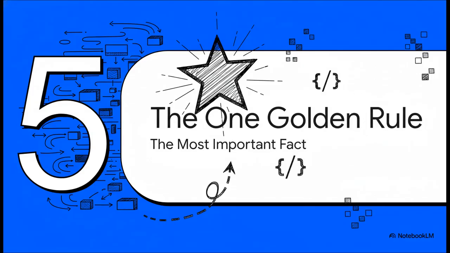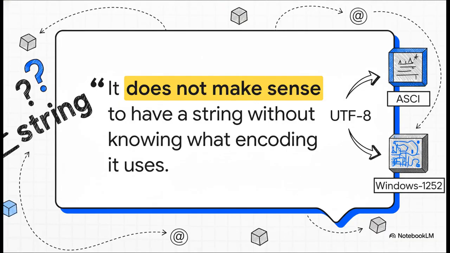Okay, we have covered a lot of ground here, from ASCII and code pages to Unicode and UTF-8. So if you remember only one single thing from this entire explainer, please let it be this next point. And here it is. A string of text is meaningless without knowing its encoding. The bytes in a file, they're just numbers. To turn them back into characters, you have to know what rules were used to make them. Was it ASCII? Was it UTF-8? Was it something else? Without that crucial piece of information, you're just lost.